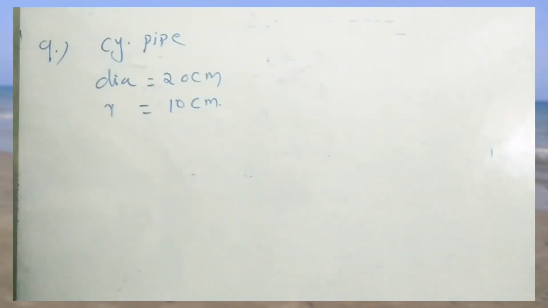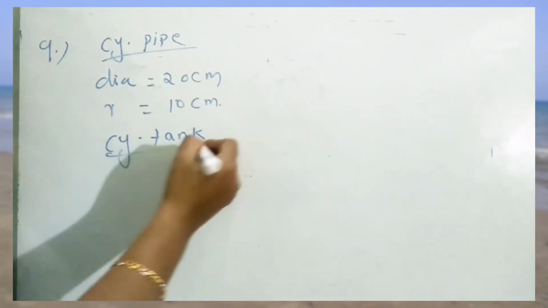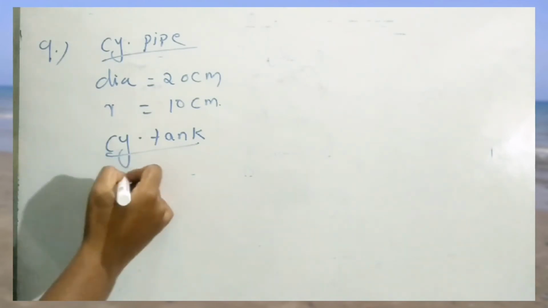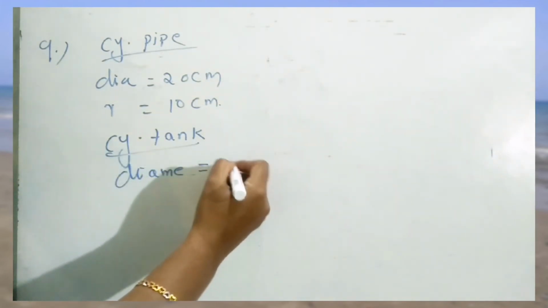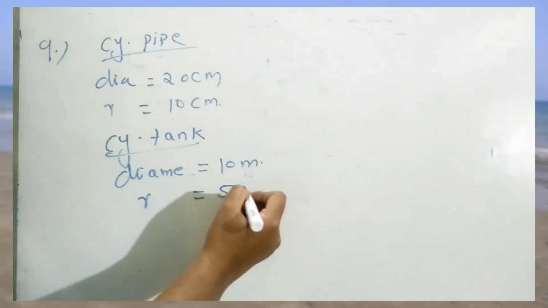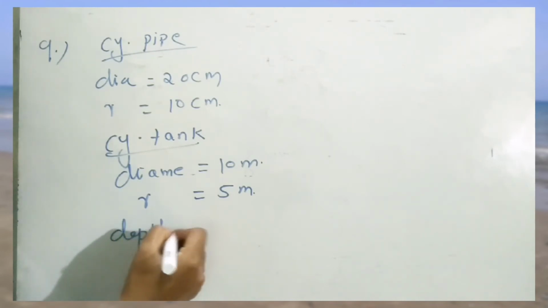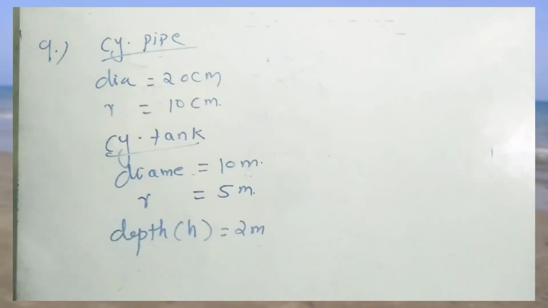From a canal into a cylindrical tank in her field, which is 10 meter in diameter, then radius is equal to 5 meter, and 2 meter deep. So depth or height is equal to 2 meter. If water flows through the pipe at the rate of 3 km per hour, in how much time will the tank be filled? That is our question. We need to find the time.